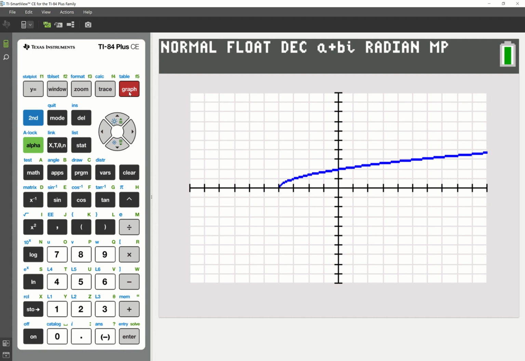One of the things we're able to do, since I have a nice grid in the background of my graph, is count out the coordinates and see if they lie on this path or not. But one of the better things we might be able to do is click the second button and then graph.